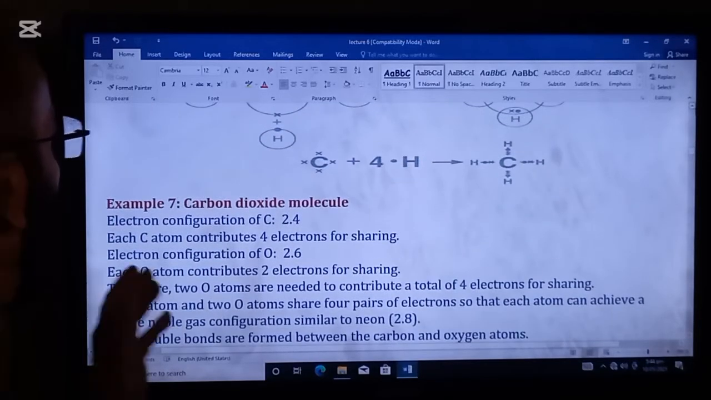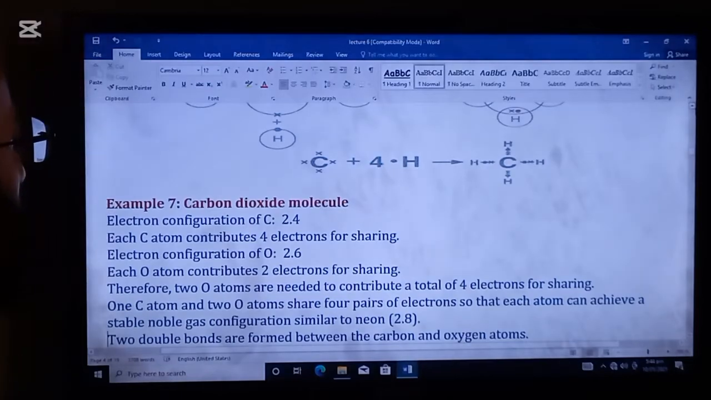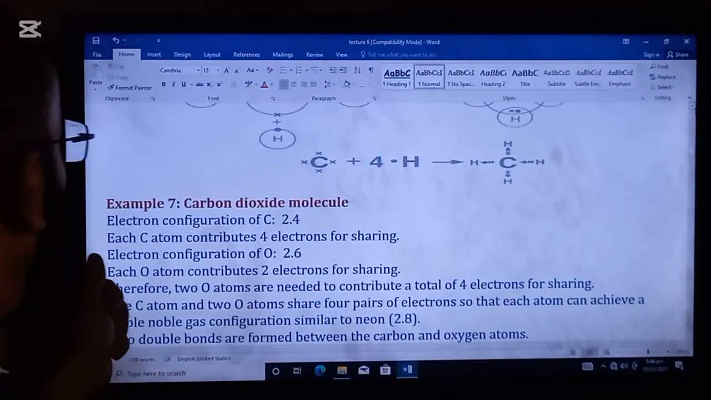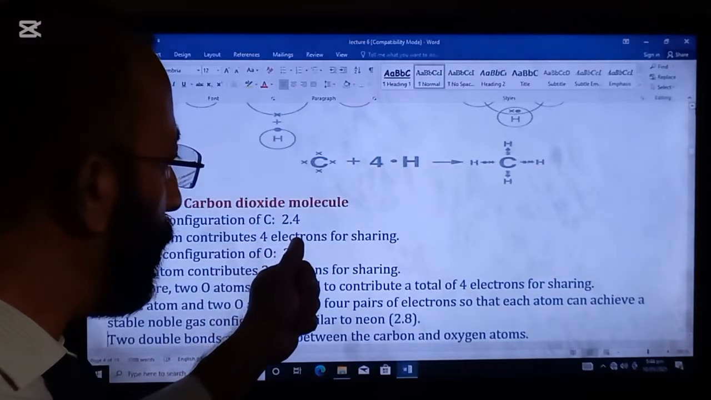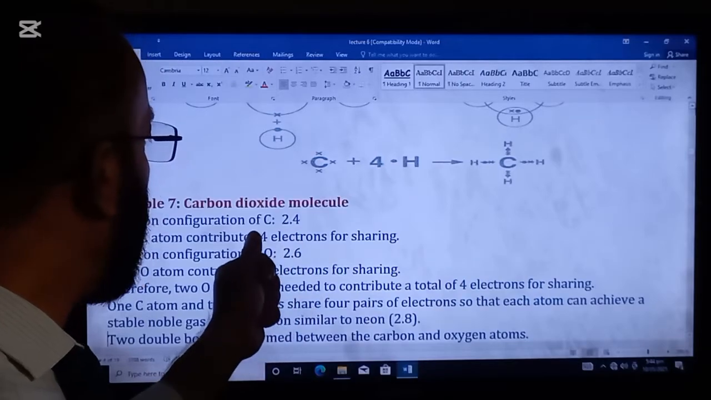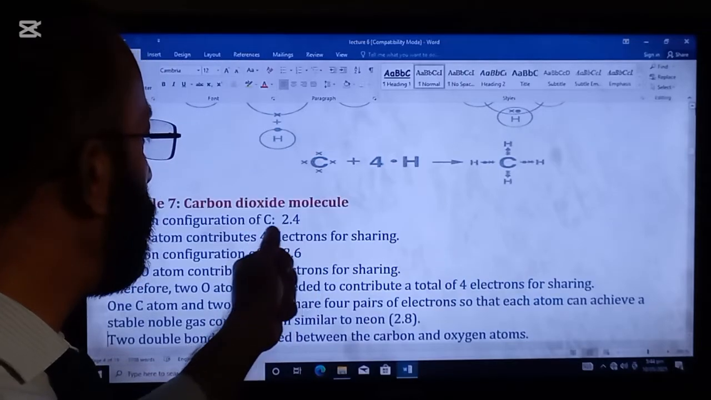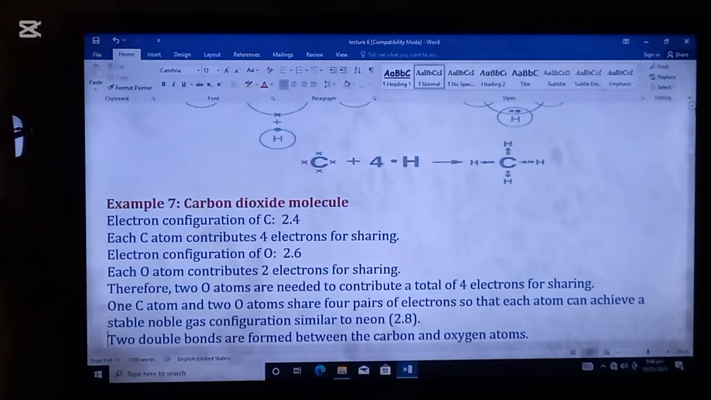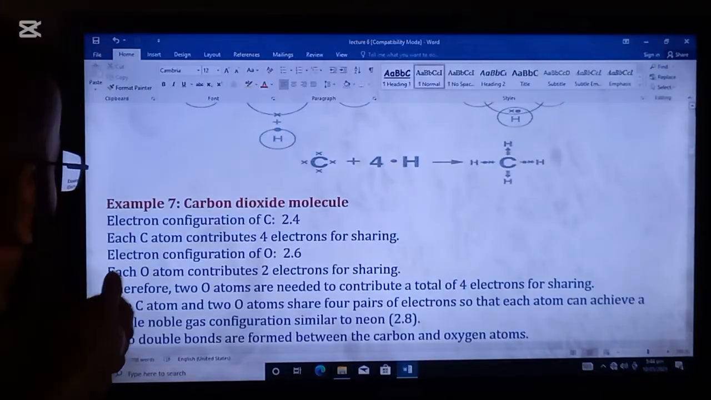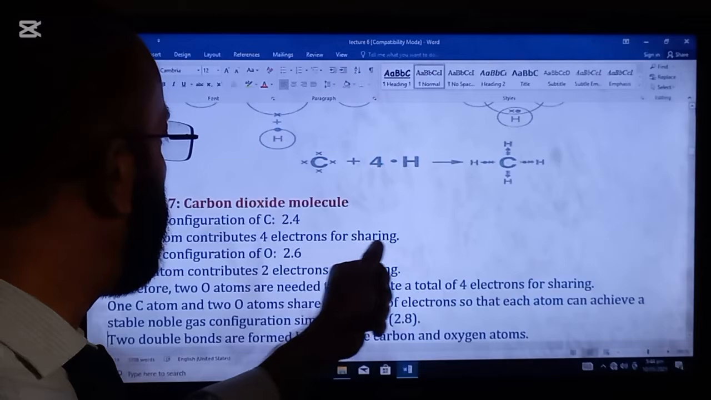Another example is the carbon dioxide molecule. Electron configuration of carbon is 2,4. From here we can see carbon requires 4 electrons to achieve noble gas configuration. Each carbon atom contributes 4 electrons for sharing.